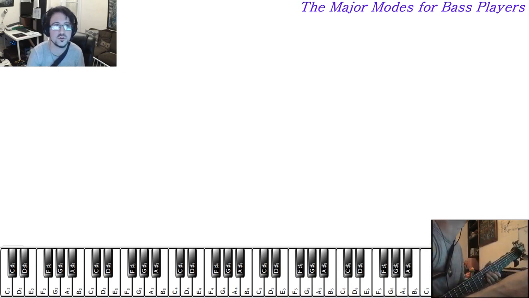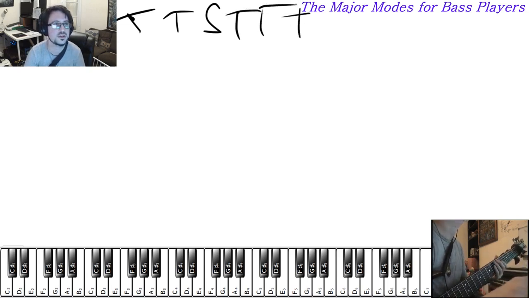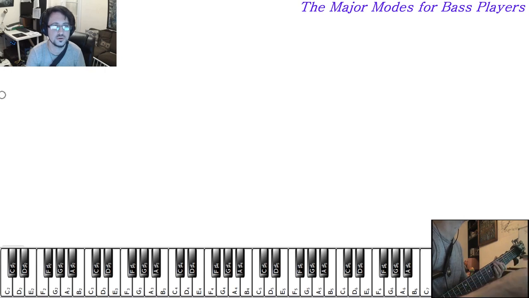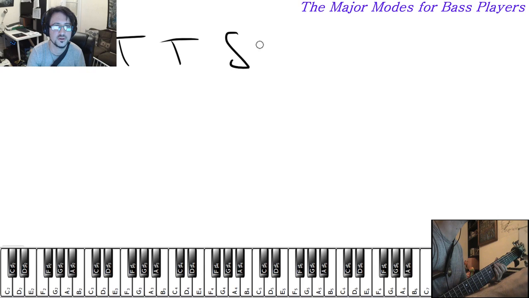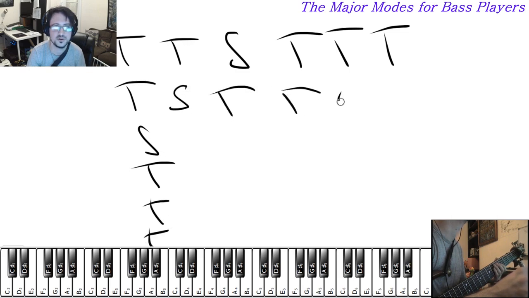scale, and it goes as thusly: tone, tone, semitone, tone, tone, tone. Let me just do that a bit more clearly. So we're going to do a grid, 7 by 7. So tone, tone, semitone, tone, tone, tone. And then we're going to do tone, tone, semitone, tone, tone, tone. And then we're literally just filling in the gaps like this.